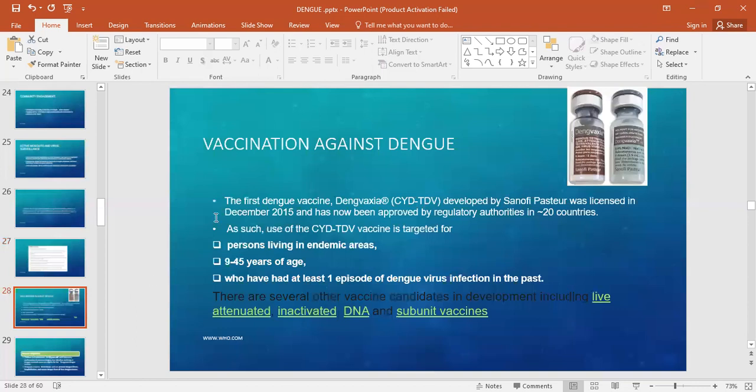Vaccination against dengue. The first dengue vaccine, Dengvaxia, developed by Sanofi Pasteur, was licensed in December 2015 and has now been approved by regulatory authorities in 20 countries. The vaccine is targeted for persons living in endemic areas, ages 9 to 45 years, who have had at least one episode of dengue virus infection in the past. There are several other vaccine candidates in development, including live attenuated, inactivated, DNA, and subunit vaccines.